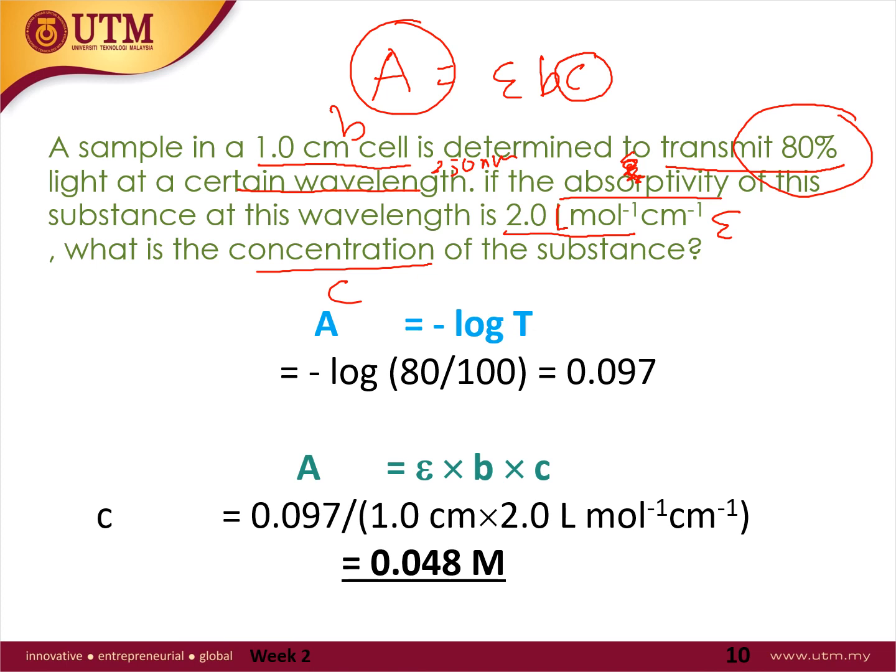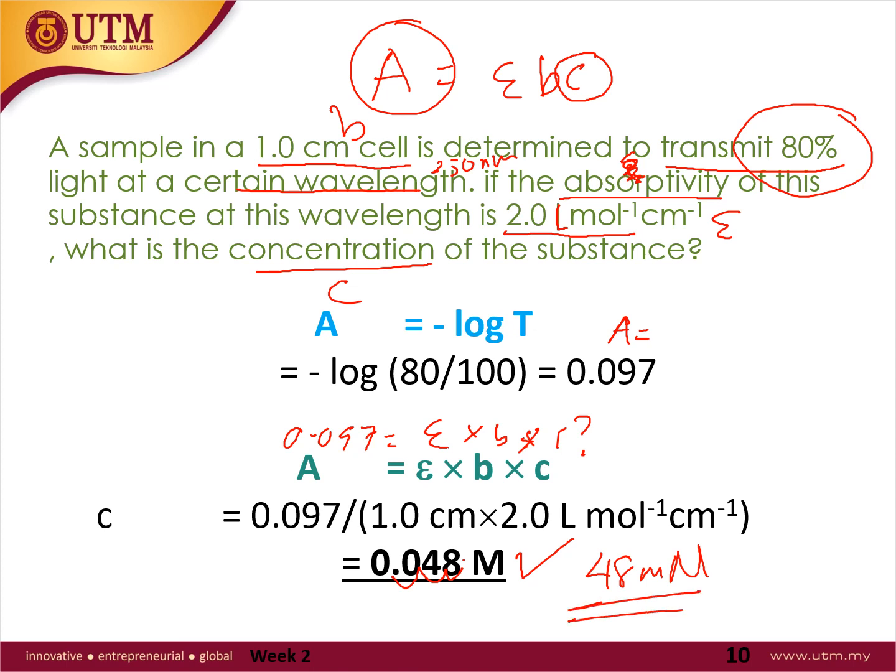So you incorporate T as 80 over 100, you will get absorbance of 0.097. Tak ada unit. And then once you get this, you get 0.097 equals to your epsilon times B times C, the one that you want. Okay, you will get 0.048 molar. 0.048 molar berapa millimolar? 1, 2, 3. So 48 millimolar. Okay, so this is 48 millimolar of substance inside the sample that you put inside the 1 cm cell.